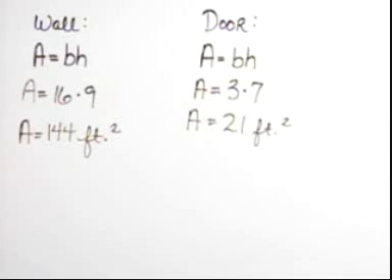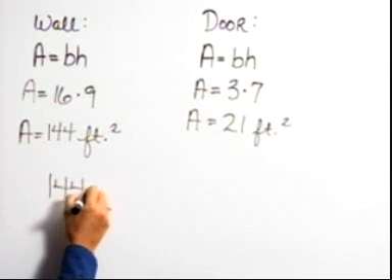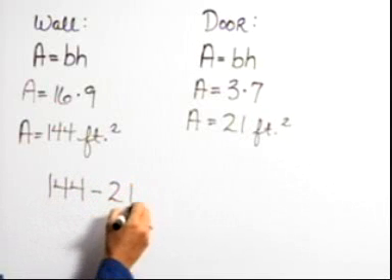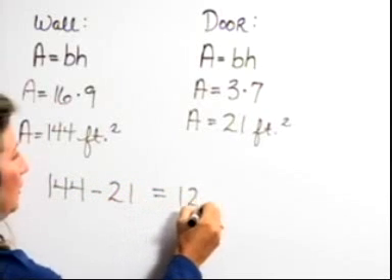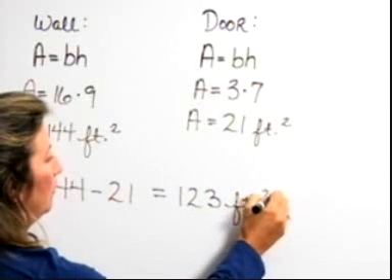Since we want to find the total area to be painted, we want to take the wall and subtract the area of the door to get the total area to be painted of 123 square feet.